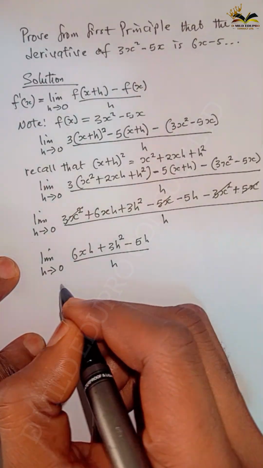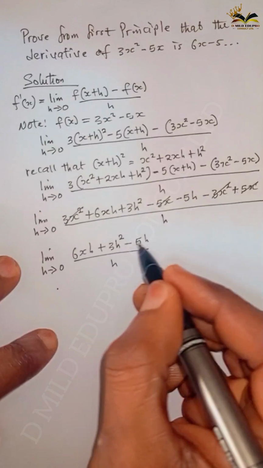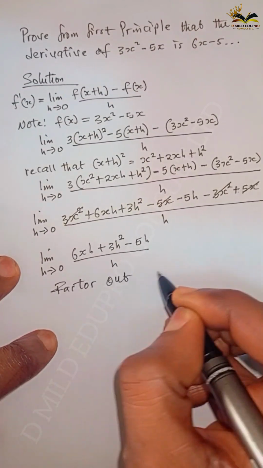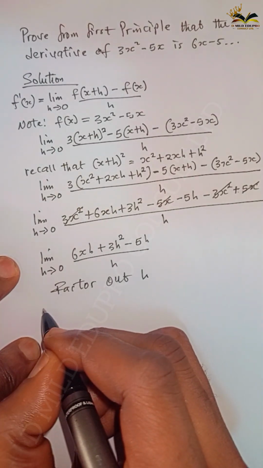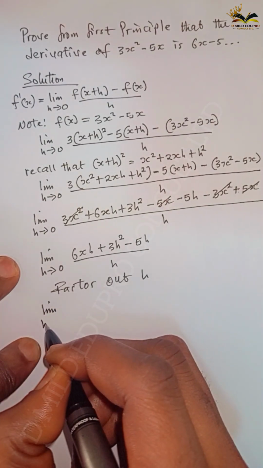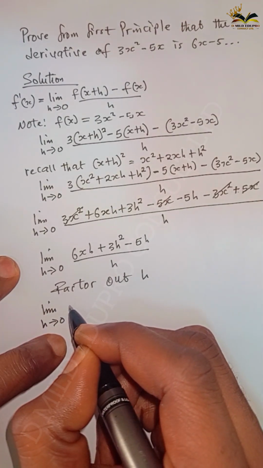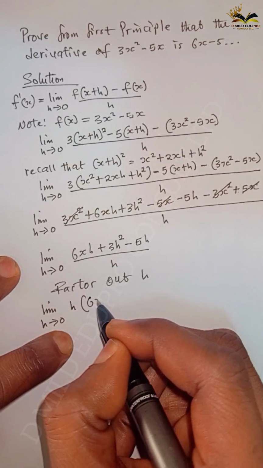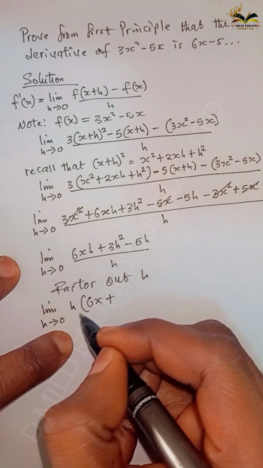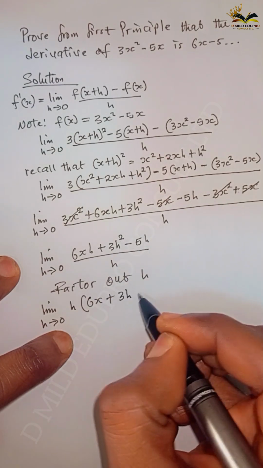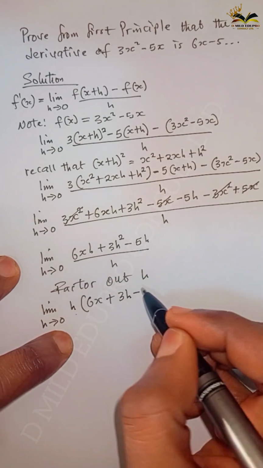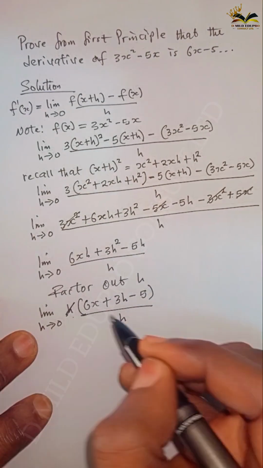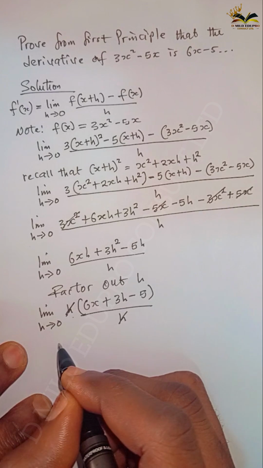Now if you check at the numerator, you'll notice that something is common, h is common, so we have to factor out h. Now when we factor out h, if you take h from there, you have 6x left, plus you take h from there, you have 3h left, then if you take h from 5h, you have 5 left, all divided by h, then the h will cancel out the one at the denominator.